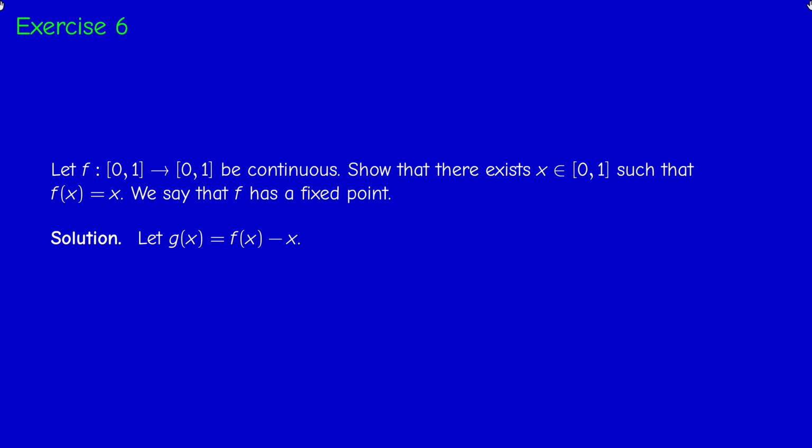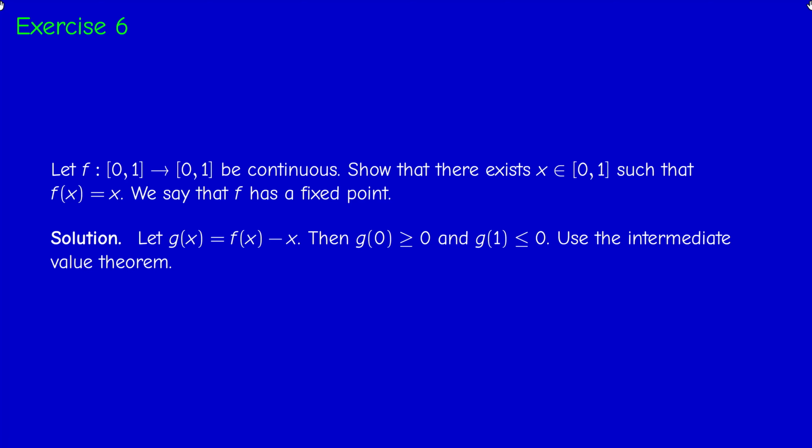Now, it's very important to pay attention to the fact that f maps [0, 1] into [0, 1] because g of 0, in this case, is just f of 0. But f of 0 is between 0 and 1, so it's bigger or equal than 0, first thing. And second thing, g of 1 is f of 1 minus 1. But f of 1 is also in the interval [0, 1], so it's less or equal than 1. Therefore, g of 1 is less or equal than 0.